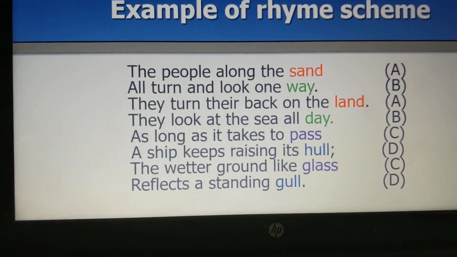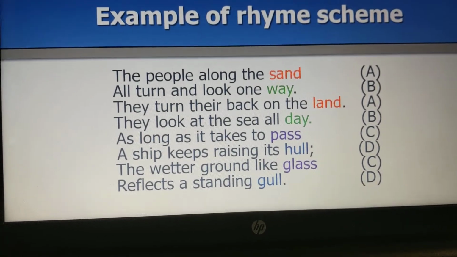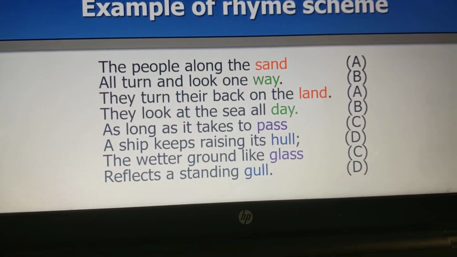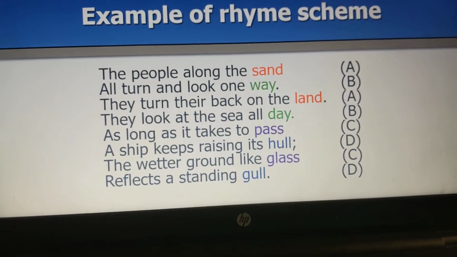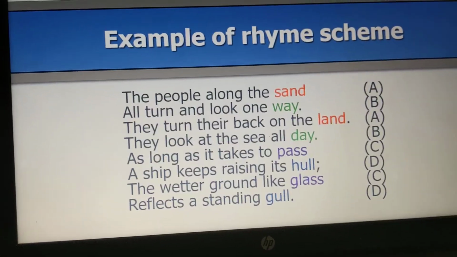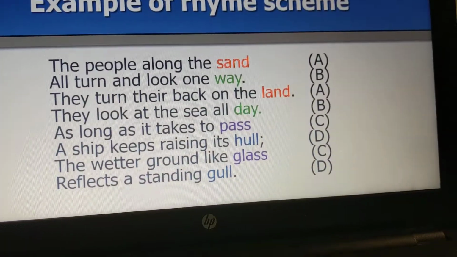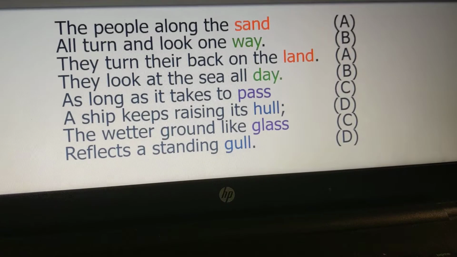Okay, there are some other popular rhyme schemes like AABB or ABC, ABC, ABC all the way through, or ABC, DEF, ABC, DEF. That's all up to the poet, how he wants to do his rhyme scheme, and if he wants to include rhyme at all, which we'll talk about later.